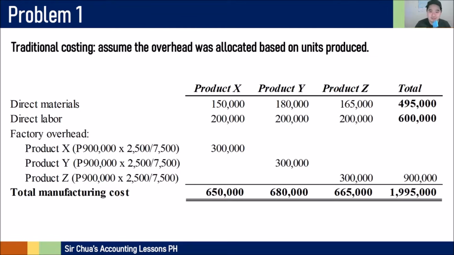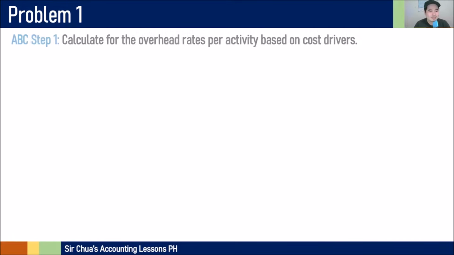Now, let's try it using activity-based costing. Okay, so the first step in ABC is to calculate for the overhead rates per activity based on cost drivers. So, hindi na po tayo magsa-single plant-wide rate kasi per activity na po yung kukuhanin nating overhead rate. Ito po yung sinasabi ko sa inyo that we become more precise.